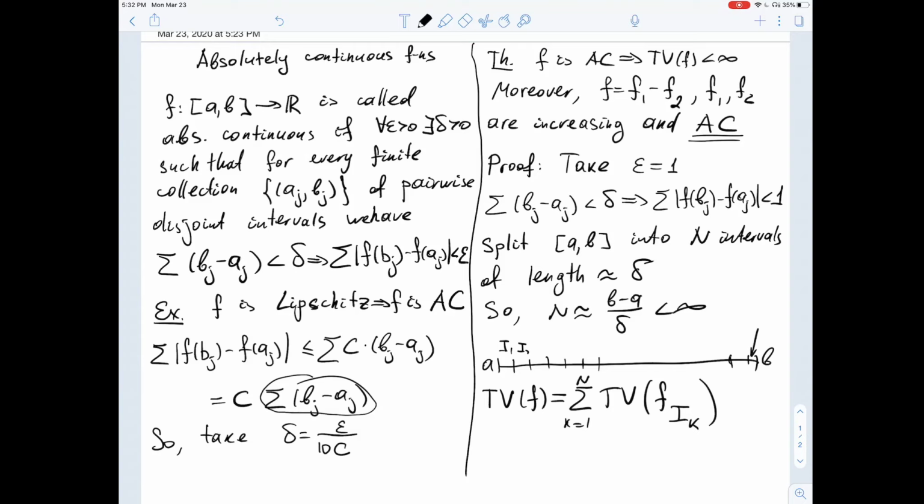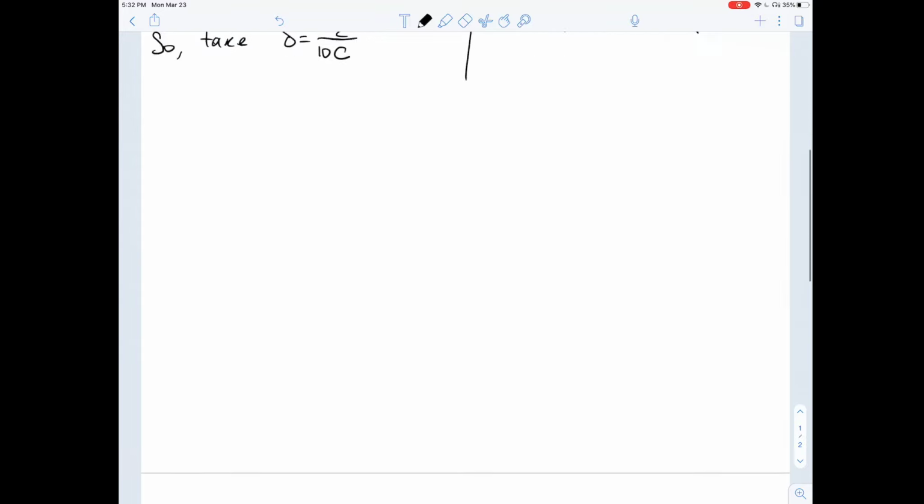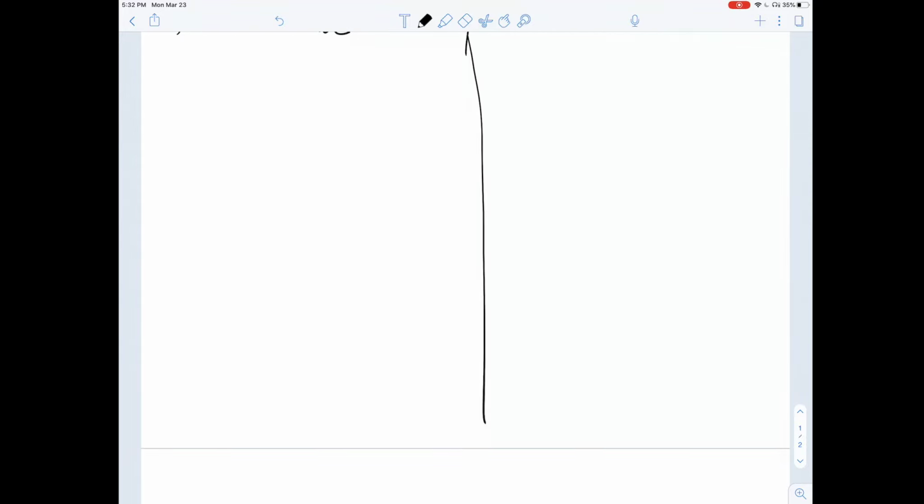So this is I1, this is I2, this is Ik. All right, and Ik has length less than delta, and so on Ik we can estimate the total variation just using absolute continuity. Here is how we're going to do this. On Ik, let's say that Pk is a partition of Ik.